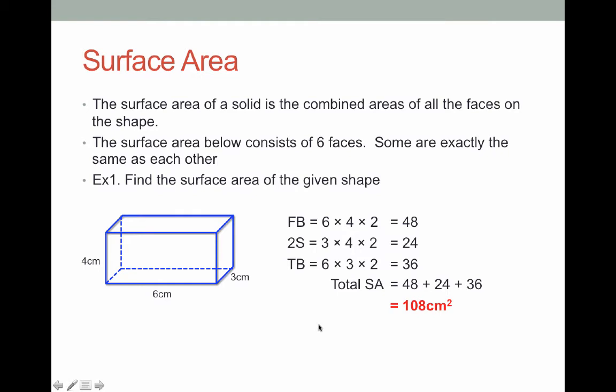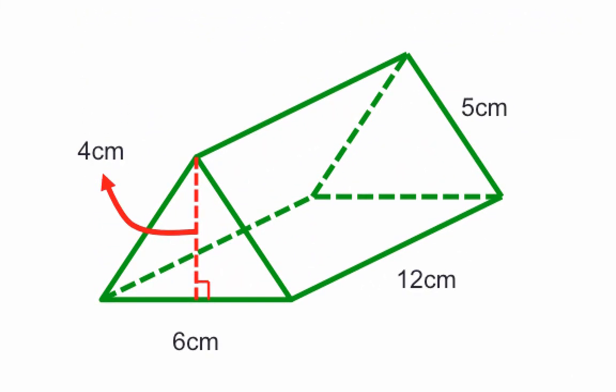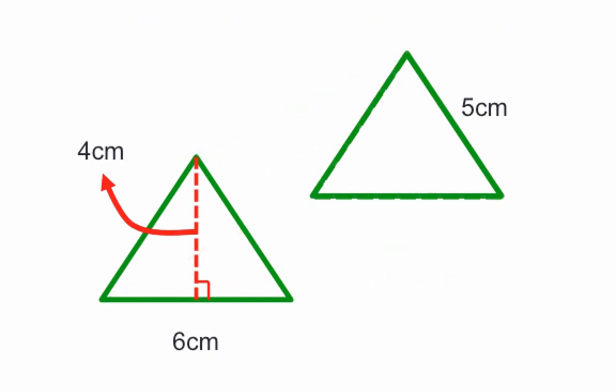Let's take a look at a different example, which is a triangular prism. We're asked to find the surface area of this shape. There are 5 faces on a triangular prism, so we need to find 5 different areas. Can you tell which ones have the same dimensions? You see, the front and back triangles are both the same triangle. You've got to note though that this 5 centimeters is the length of the slant height of the triangle and not the perpendicular height, which is 4.